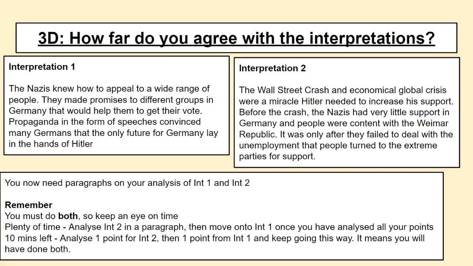My recommended structure would be make all the notes about interpretation 2 in one paragraph and then move on to interpretation 1 and do a conclusion. But if it's one of those rushed answers, we've got 10 minutes left. What you could do instead is you could analyse a bit of interpretation 2, what do you agree with or disagree with and why, move on to interpretation 1, what do you agree with and disagree with and why, and then move back and keep rotating. It's not as neat and clean cut, but you will get marks for looking at both.